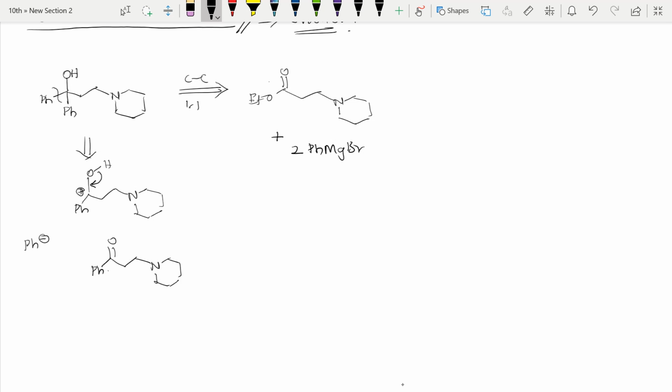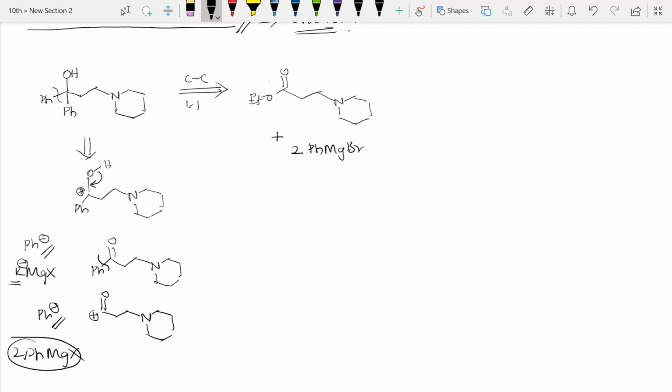If I disconnect again like this, what I will get is that the carbon gets positive charge here, and this phenyl gets negative charge. In Grignard reagent RMgX, you know, R will be having negative charge, so here also phenyl is having negative charge, here also phenyl is having negative charge. So instead of R I will take phenyl, so it is PhMgX. Since two molecules, I will take two molecules. This is how I got it, right?